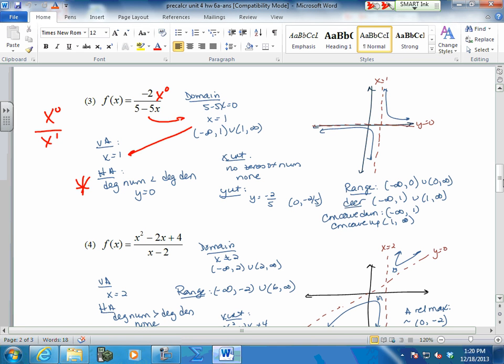Because then it can't be, the top is less than the bottom, right? So the top is greater than the bottom. Now, zeros of your numerator. You have no x values in your numerator. Therefore, you have no x-intercepts. Doesn't your graph have no x-intercepts? Your y-intercept is -2 over 5. There's your y-intercept.